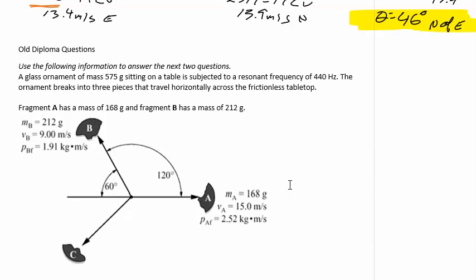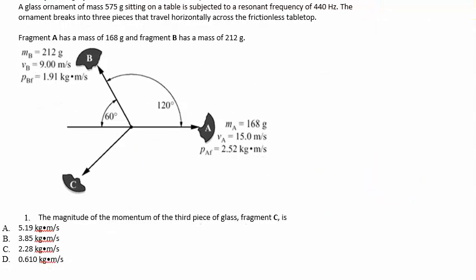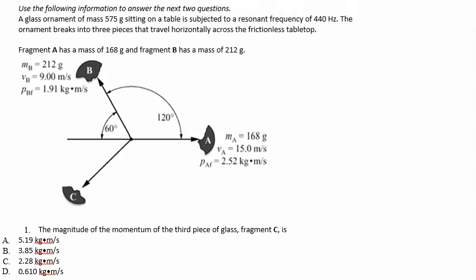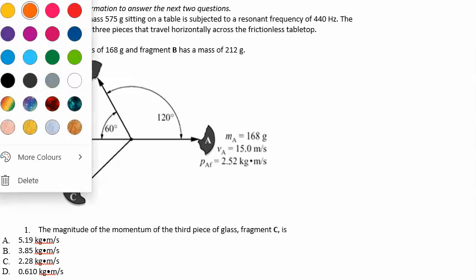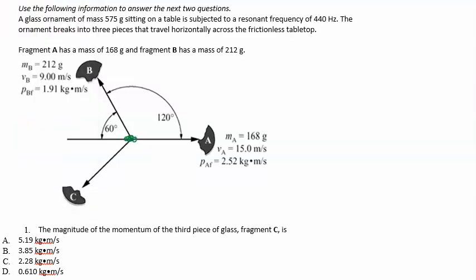Okay, we've got one more question in the examples. An ornament, which is breaking apart into 3. Let's pick green. So we had an ornament here. It breaks off into 3 pieces, and we just want to know the magnitude of the momentum. So we're going to stick with momentum here.